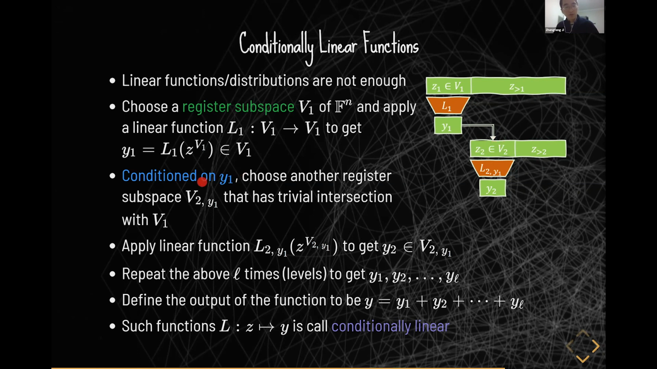So both the space in Z, where the bits are located, and which linear function you apply, can depend on the information that you computed in the first round. And you do this for L rounds, and we call this L the number of levels. So in the end, you would output all these Y1 to YK together.